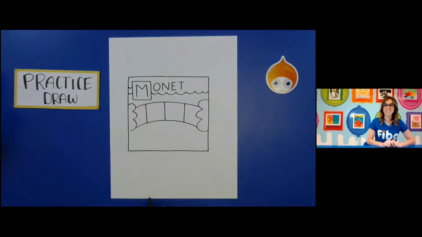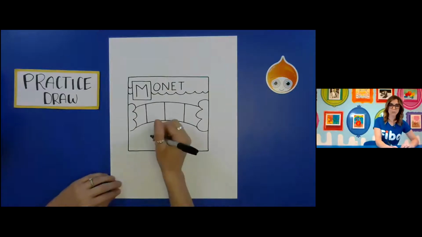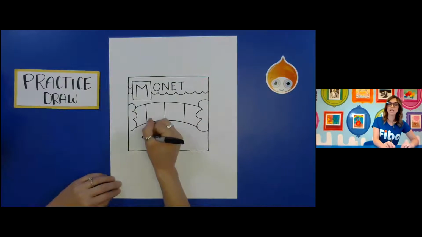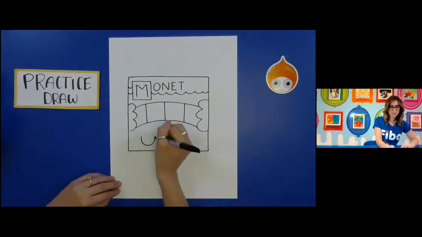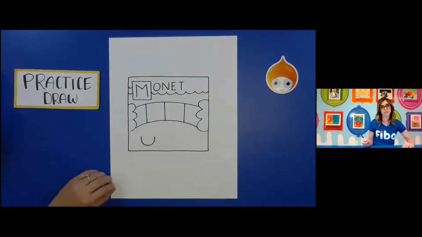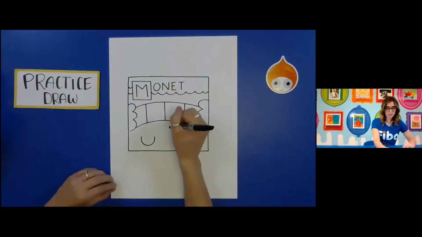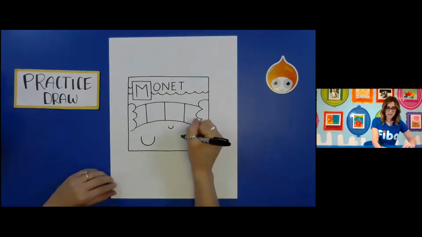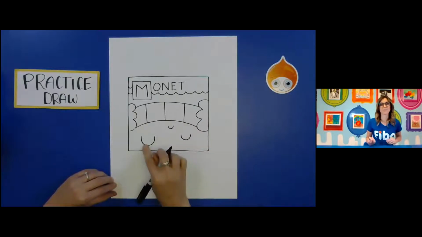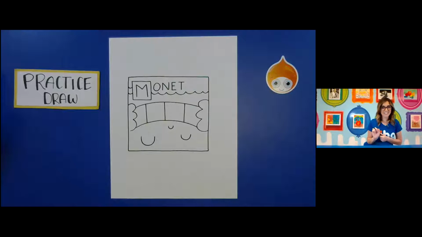Now the last thing we need to do is draw the water lilies. How we're going to do this is we are going to draw 3 U shapes. One is going to be big right here because this lily is closest to us. And we're going to draw a small one that's far away and one that's bigger than the small one but smaller than the big one. All right, that is our practice draw, my friends. We're going to be moving on to our final draw.